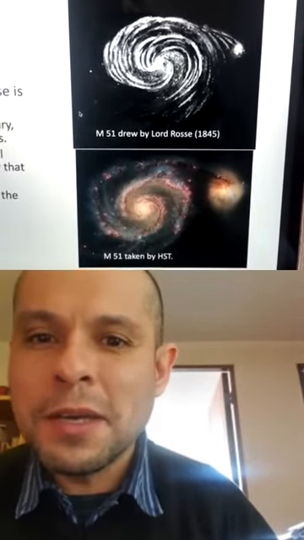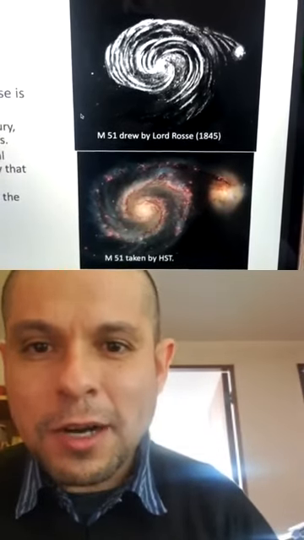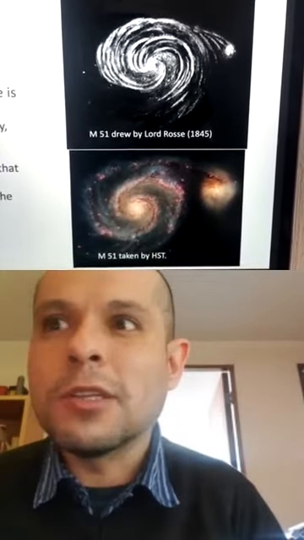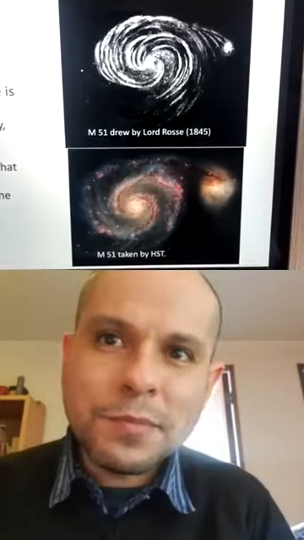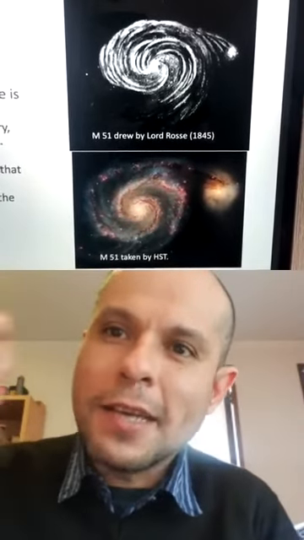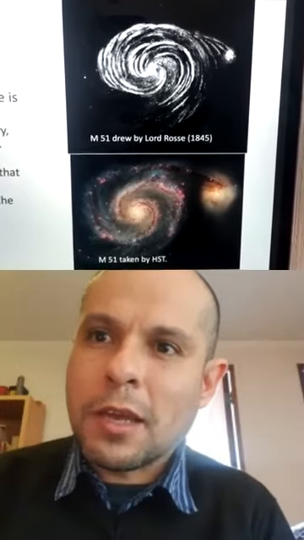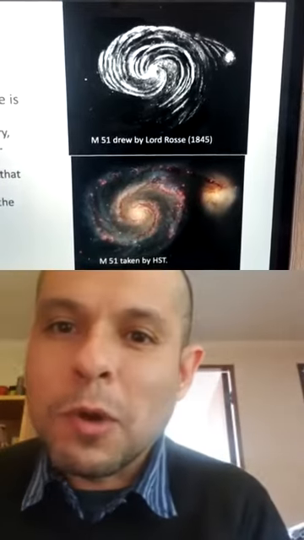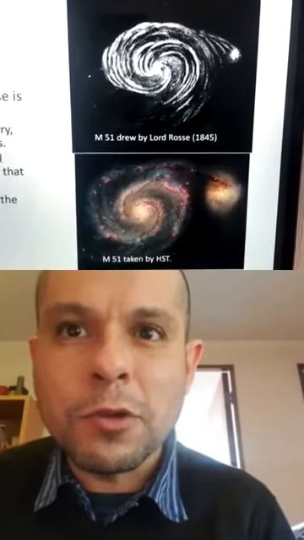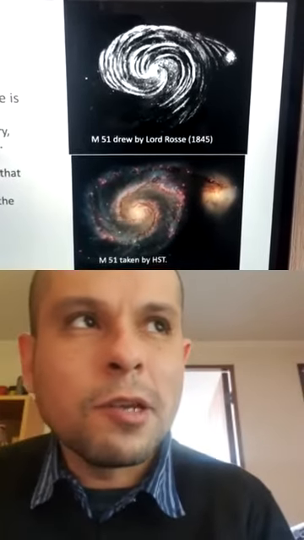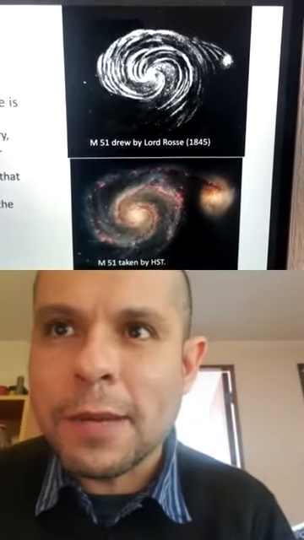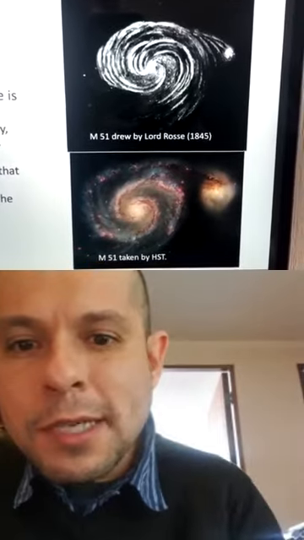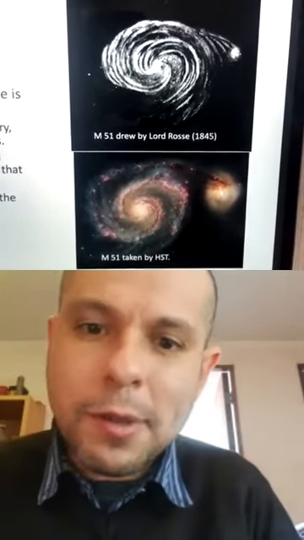What you see on the top is a drawing of the Whirlpool galaxy M51, drawn by Lord Rosse in 1845. He looked with his own eyes, using his telescope. I think that was in Ireland, as far as I remember, and he drew the Whirlpool galaxy. At that time, photography as we have it today didn't exist. It was in its beginning, so it was not used at all for scientific or astronomical purposes. And what you see below is the same galaxy taken by the Hubble Space Telescope.